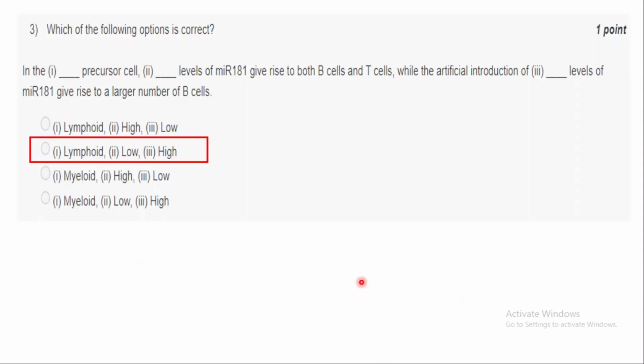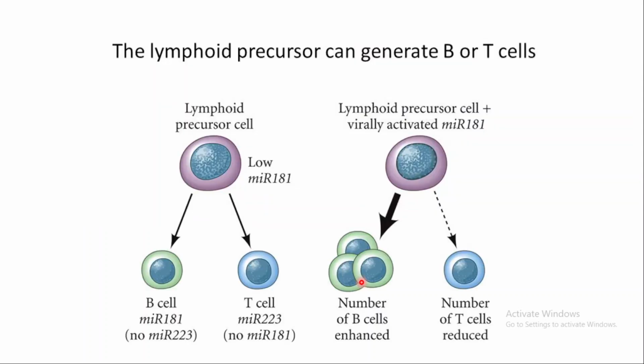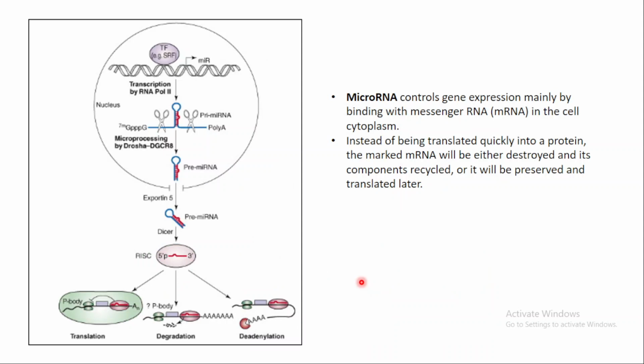So the correct answer would be: lymphoid precursor cell, low levels of MIR 181 giving rise to both B and T cells, and high levels will give rise to a larger number of B cells. I hope this is clear. Now let us quickly move on to look at how these MIRs, or microRNAs, perform their function and what function they perform.